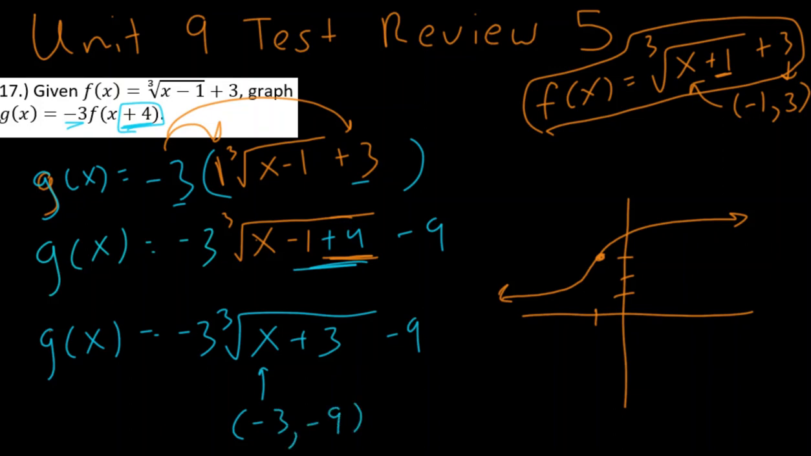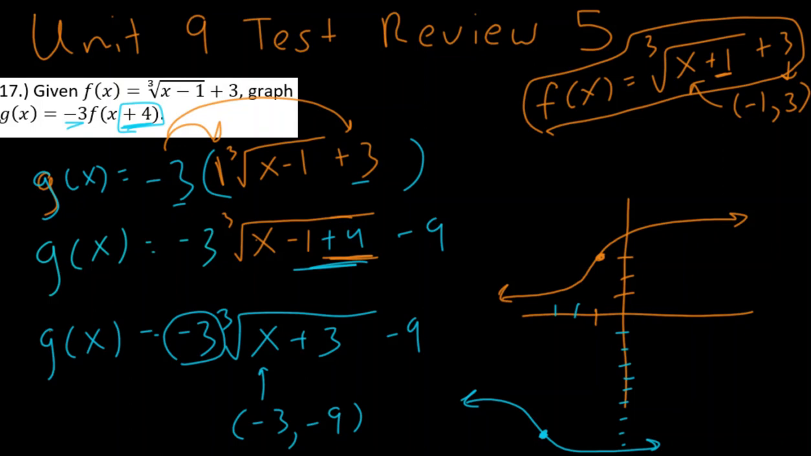We can go to the left 1, 2, 3, and down 1, 2, 3, 4, 5, 6, 7, 8, 9. We're way down here. And at this point, notice that we have this negative 3, which means that this has actually been reflected. And it'll look something like that. Okay? And it's also been vertically stretched. So roughly we'll just keep the same shape. Just know that it would be a little bit taller, you could think of vertically.